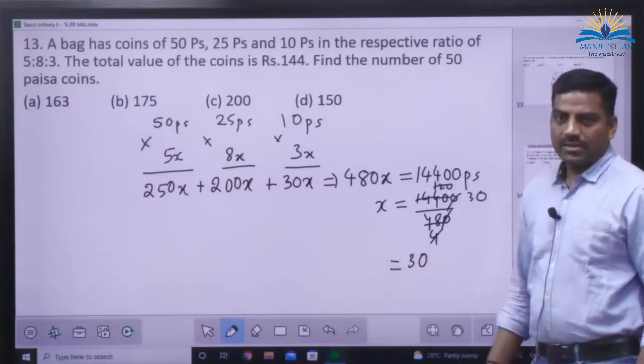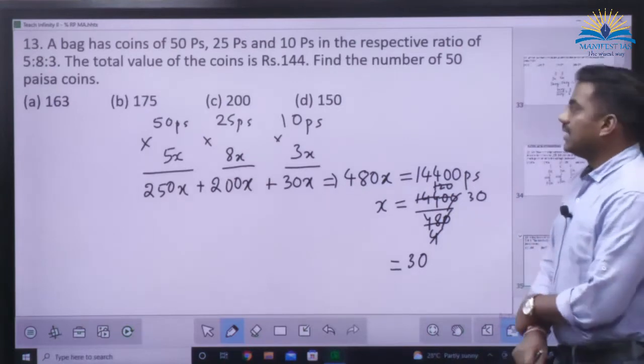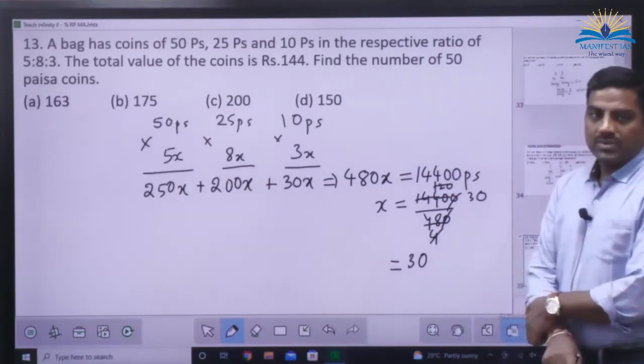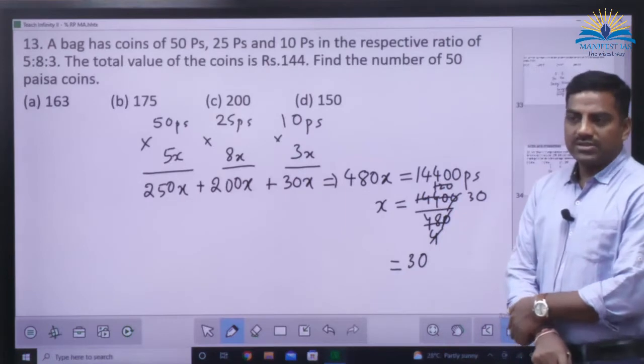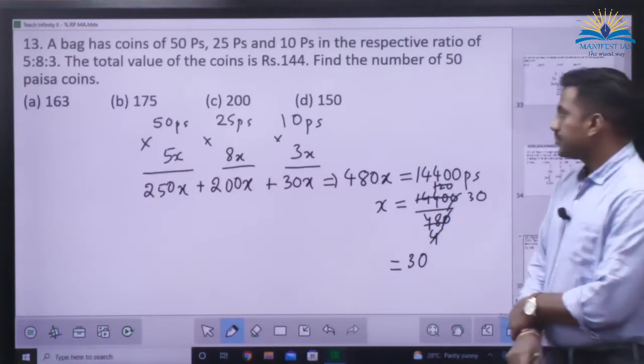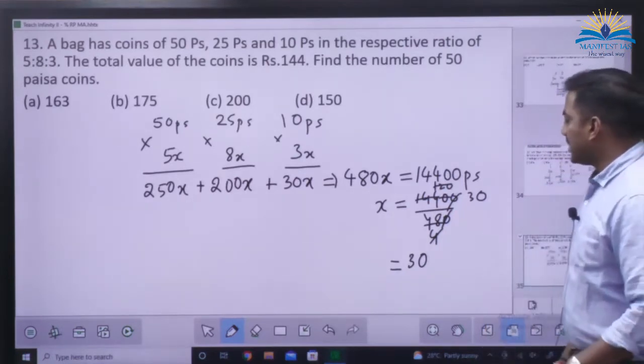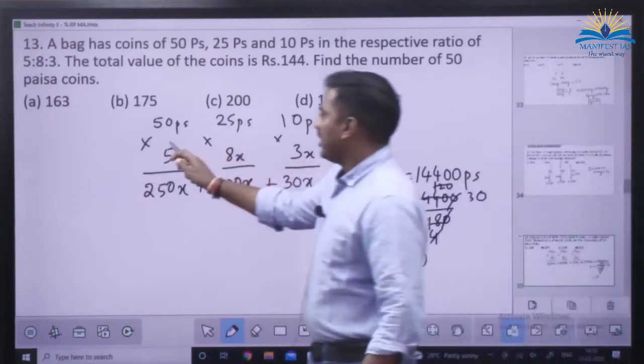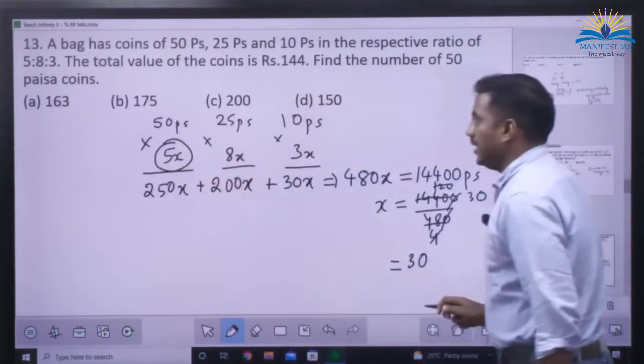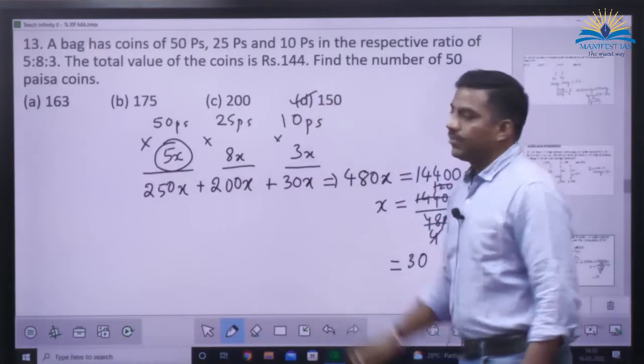What are they asking? The number of 50 paisa coins. How many number of 50 paisa coins? 5x. So 5 into 30, 150.